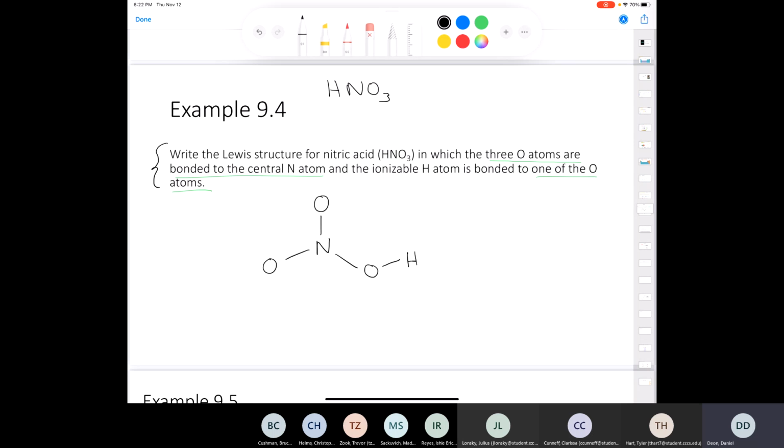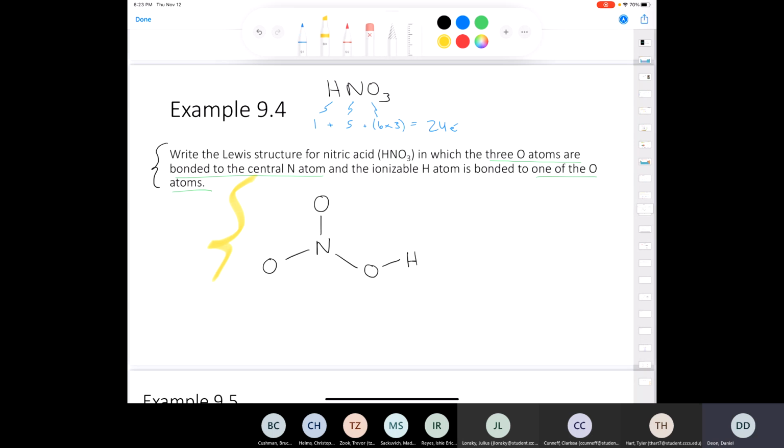Now, what I told you in the last video is that I like to start by tallying up the total number of valence electrons. That's usually what I do, but let's do a second step this time. So hydrogen has 1 valence electron. It's in group 1A. Nitrogen has 5 valence electrons. It's in group 5A. Oxygen is in group 6A. It's got 6 valence electrons, but I have a total of 3 oxygens. So that's 6 times 3. So that's 18 plus 5 plus 1. So that's 18 plus 6, which gives us a total of 24 electrons.